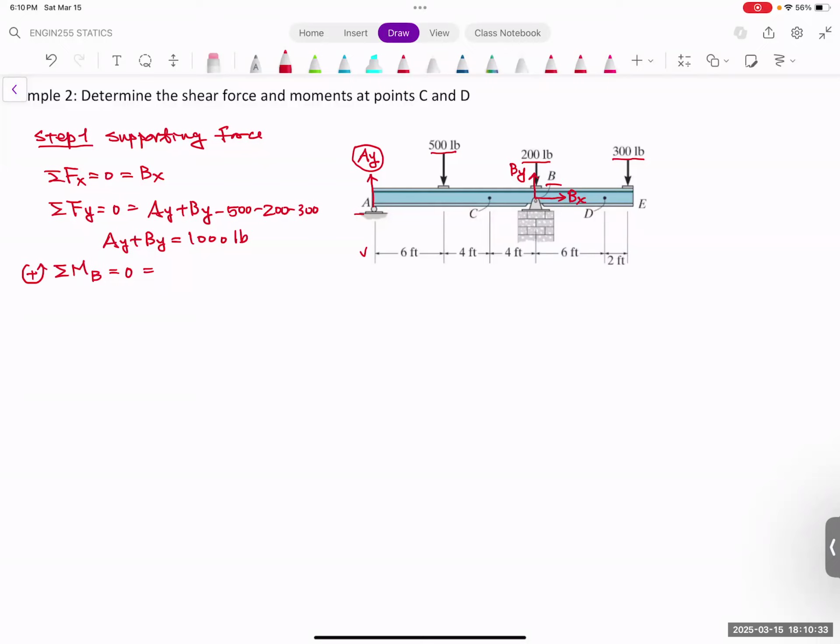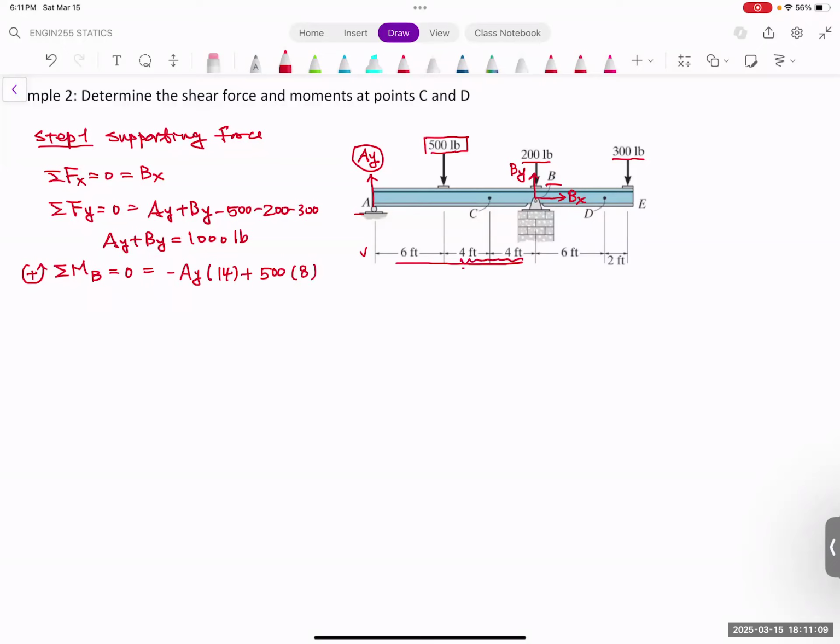So AY is going to make it go clockwise with respect to point B. So I'm going to say minus AY multiplied with the lever arm, which is going to be this much, which is 14. And then this 500 is also going to make it go counterclockwise, which is positive. And this will be 500 times the lever arm. The lever arm will be 8. It's going to be 4 plus 4.